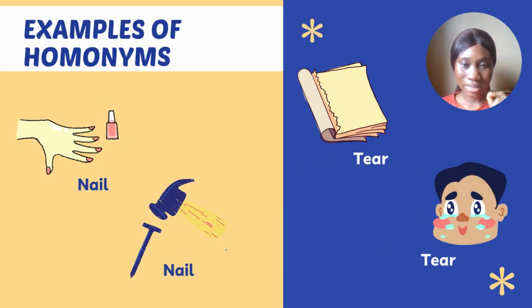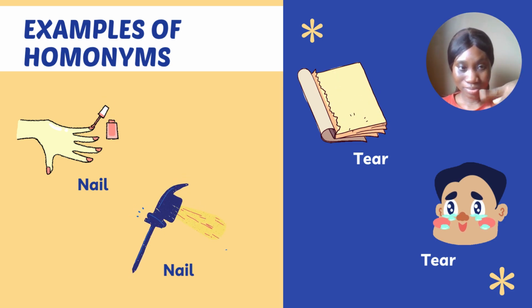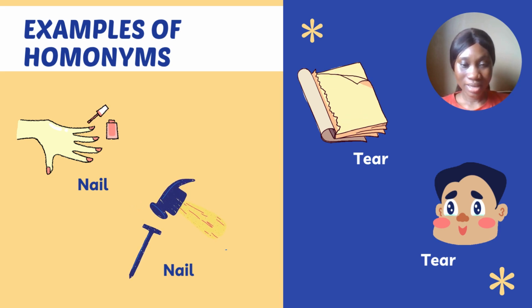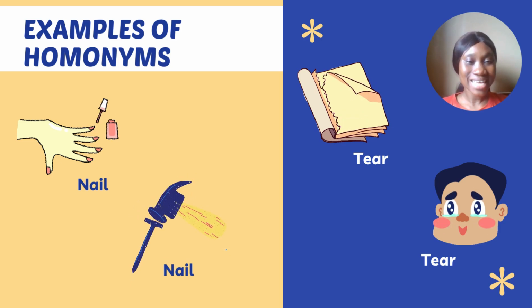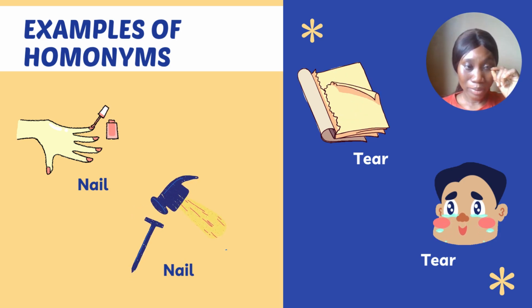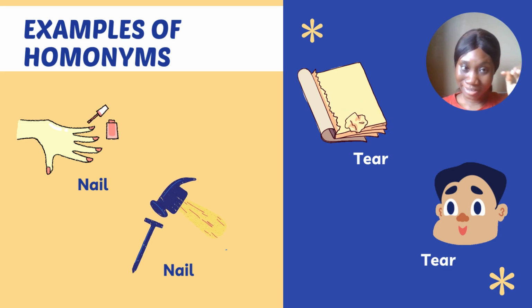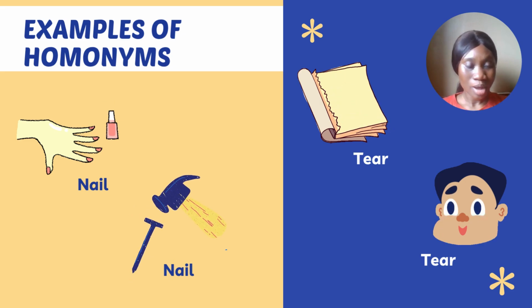So let's quickly check out more examples. You have nail and nail. Nail as in your fingernails, and then nail as in the tool you hit with a hammer. Also the same spelling. Then you have tear. Tear is like to rip something. You tear a piece of paper from a book. And then tear, when you cry, you wipe away your tears. So you see they have the same spelling, but they mean different things. These are all examples of homonyms: bearing the same name, having the same spelling, but meaning different things.